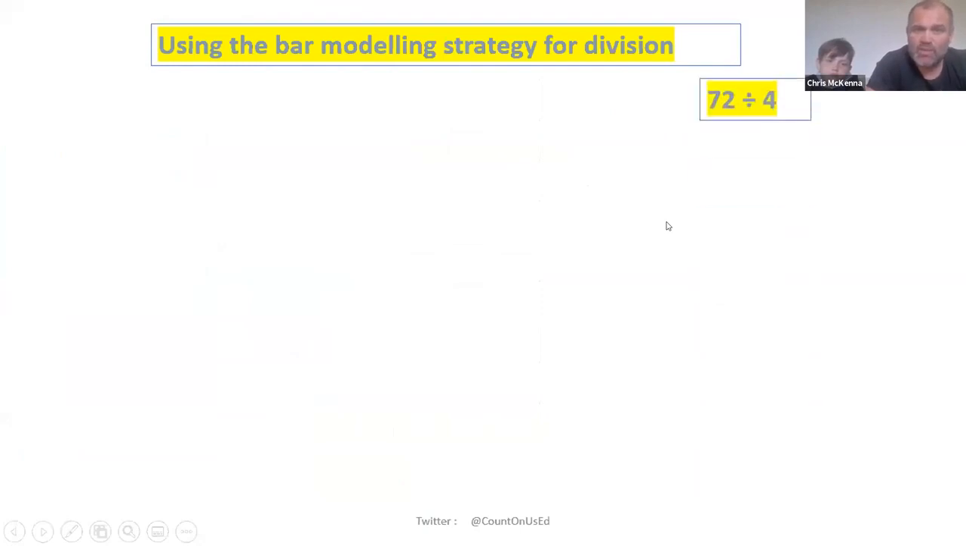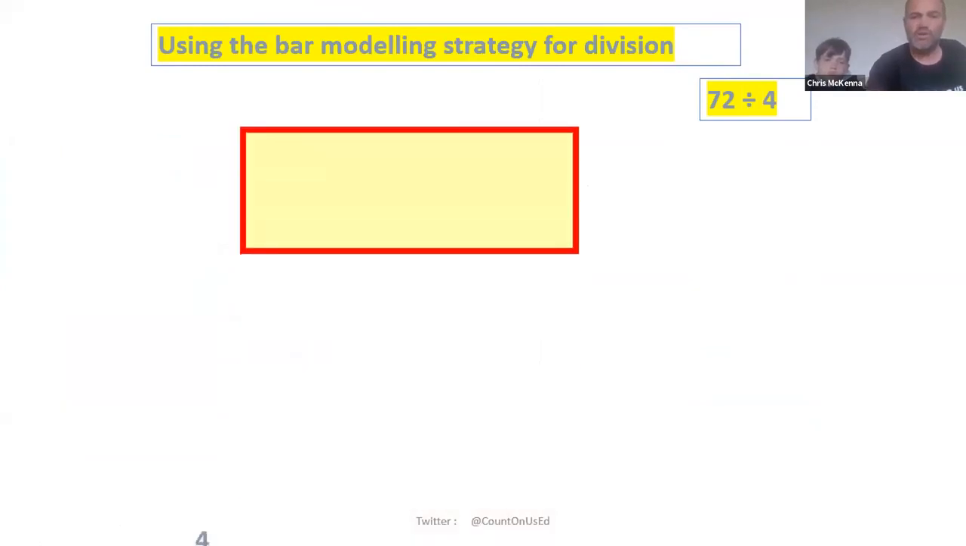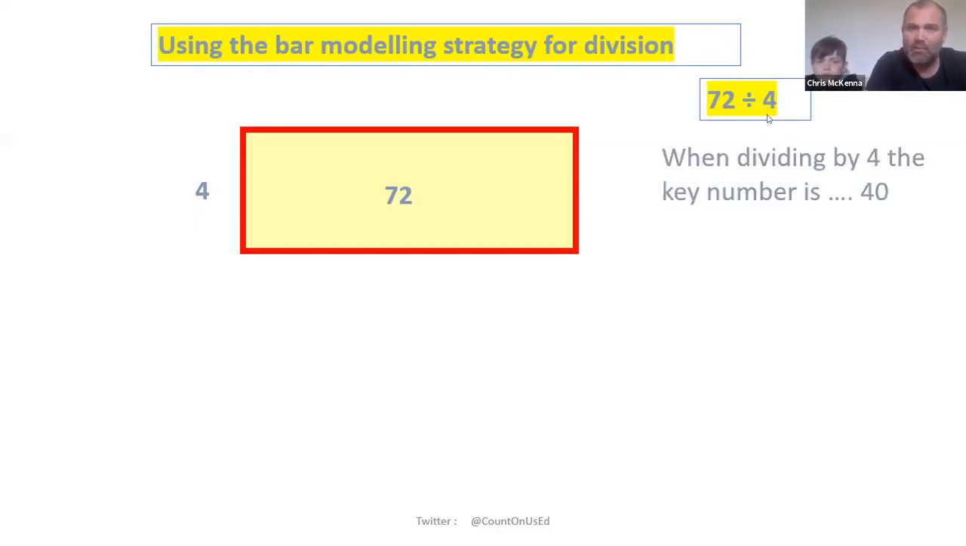Okay, so let's look at another question. Let's say we're going to do 72 divided by 4. So if I'm going to do 72 divided by 4, I want you to draw a bar. I want you to put 4 at the side. I want you to put 72 in the middle. If we're dividing by 4, what is the key number, Austin? 40. 40 is the key number when dealing with 4.